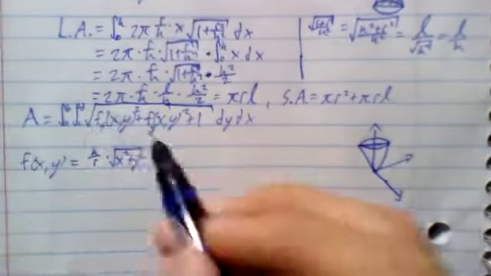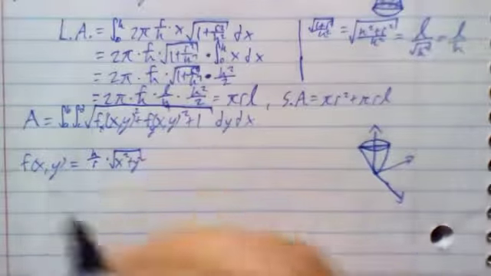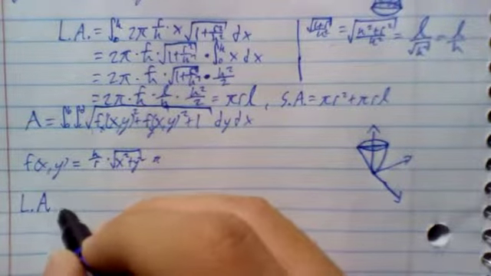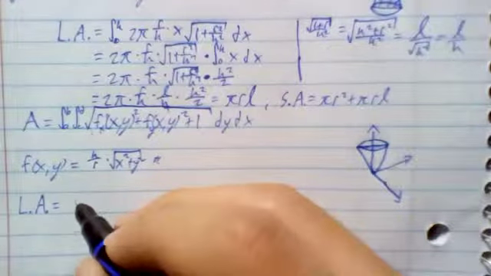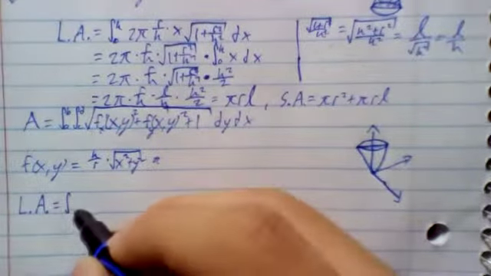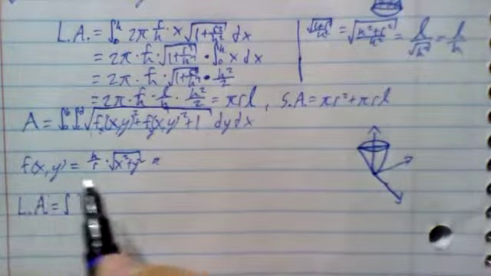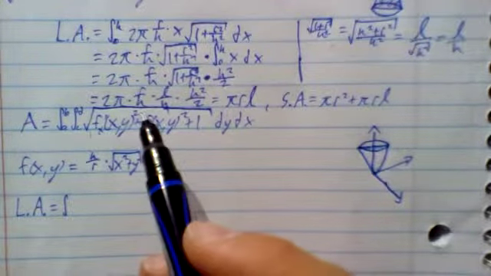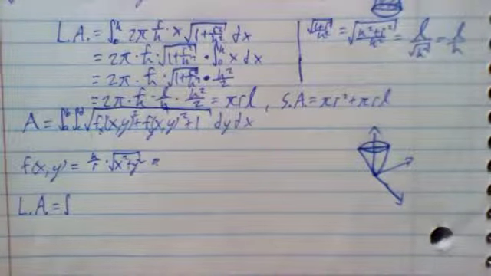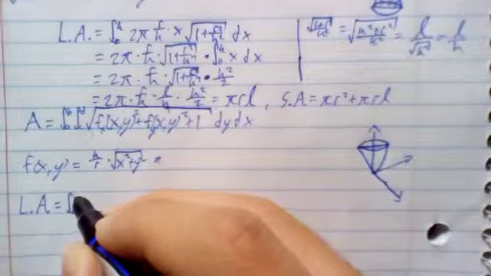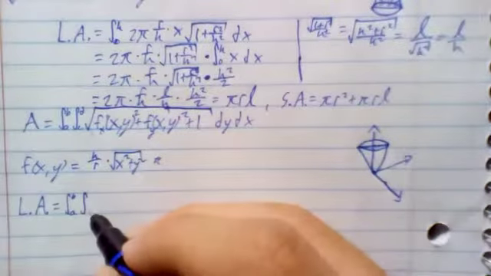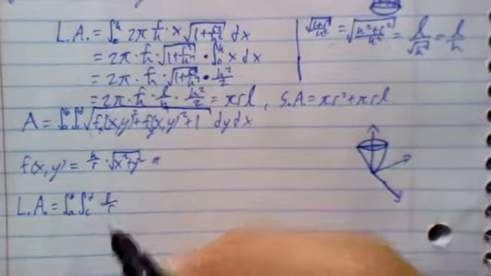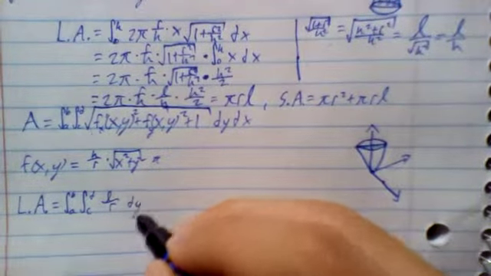And since it's a little bit tedious plugging all that in, I'll just do it all in one line, and we will get that our lateral area is equal to the integral from a to b of the integral from c to d of a very simple expression, L on R, with respect to y and x.